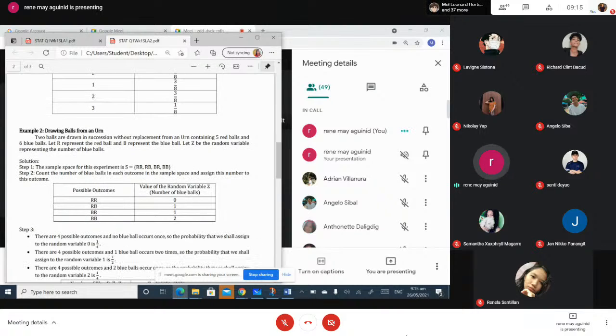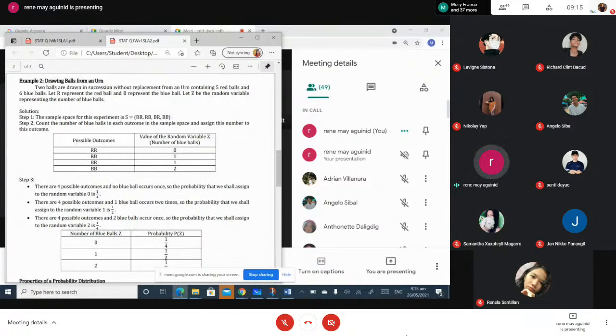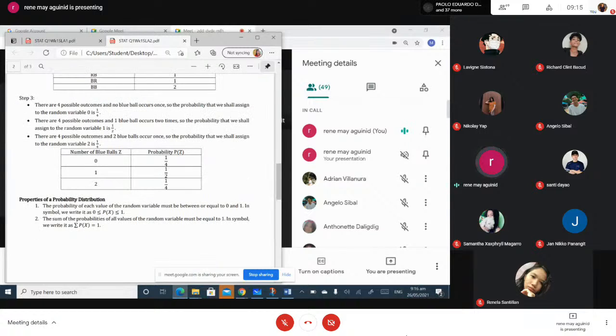Here, in the red or blue balls example, you only have the values 0, 1, and 2. So for 0, it is one out of 4. There are 4 outcomes in all: 1, 2, 3, 4. For 1, it is 2 out of 4, or 1 over 2. So this is equivalent to 2 over 4. So 2 plus 1 plus 1 gives 4, or 4 over 4, which is 1.